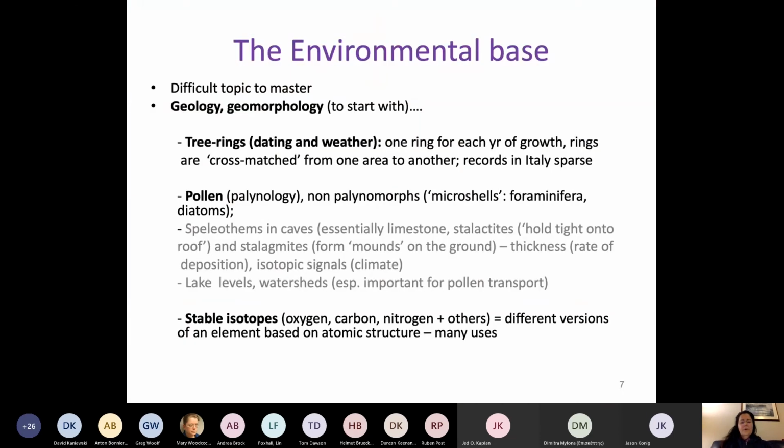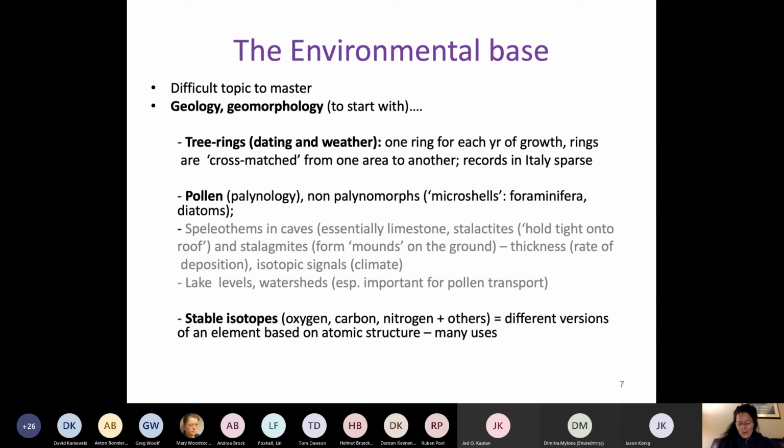When we think about archaeobotany, we do have to start with the geological, geomorphological base. I don't want to spend a lot of time on this, mostly because other people have, but tree rings, dendrochronology, are really critical, and they give us one year at a time dating. And of course, you get sequences in different parts of Europe and connect them up. Unfortunately, the records in Italy itself are still fairly sparse, so we don't have enough tree ring data there yet.